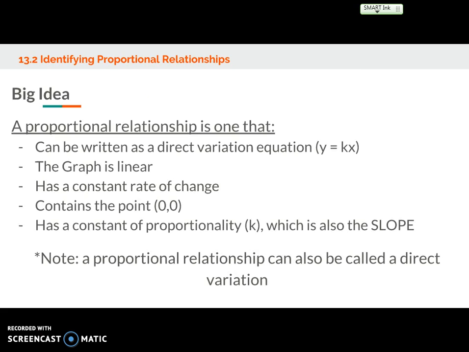We have some big ideas today that I would like you to write down. So pause this, write this information down so you have that. So what is a proportional relationship? Well, here are some characteristics of one. The first one is a proportional relationship can be written as a direct variation equation.